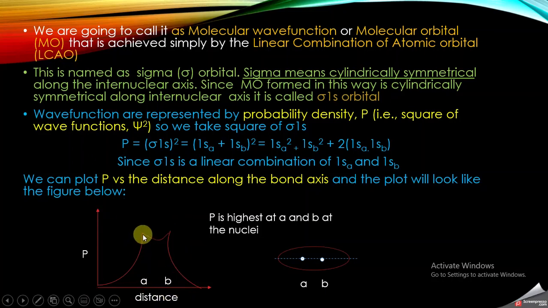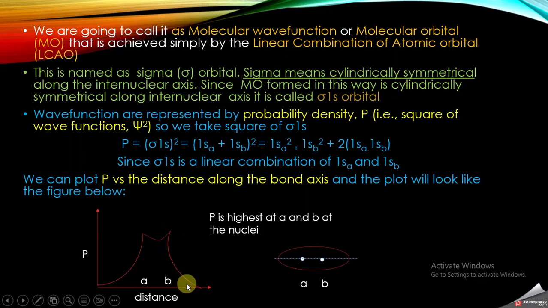where you can see we have maximum probability density at this point at the nucleus of A, and it is decreasing as we are moving away from the nucleus. And if you compare it with the probability density curves that we have studied already in the previous lecture, you will see that it is quite similar to that. Again, if you go to the nucleus B, you have maximum density here, and it decreases as we go away from the nucleus.